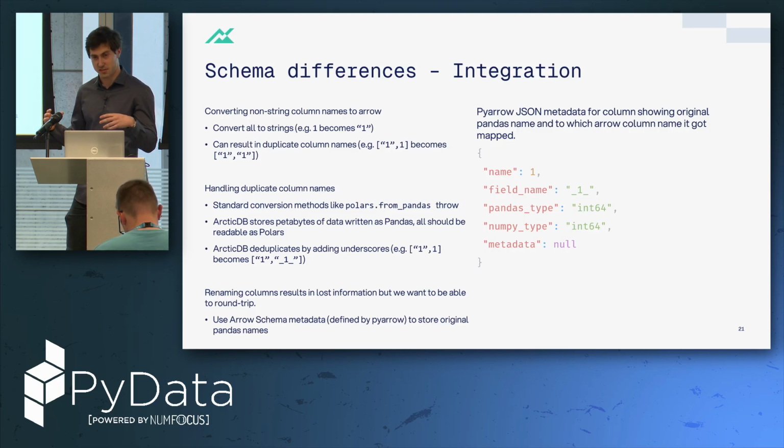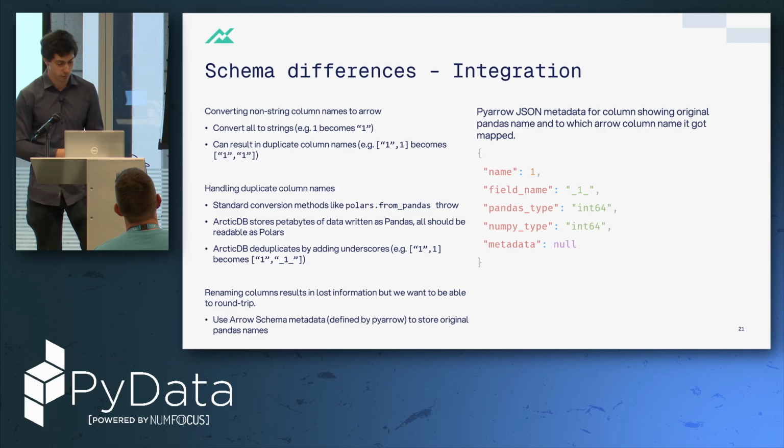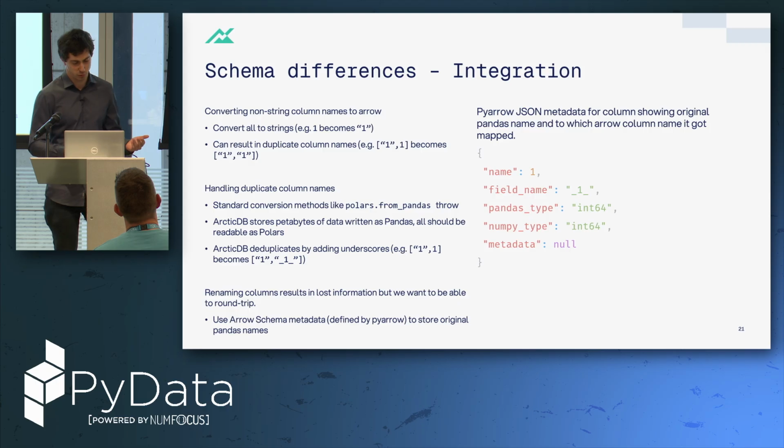ArcticDB has petabytes of Pandas data frames stored inside it. We can't really afford our researchers to lose access to some of their data if they want to convert to Polars because they have used some invalid Arrow schema. So ArcticDB has to solve the duplication problem. And obviously, there's no ideal way to deduplicate columns. What ArcticDB does, it just adds underscores until it achieves full deduplication. So for example, 1 and 1 will become 1 and 1 with underscores.